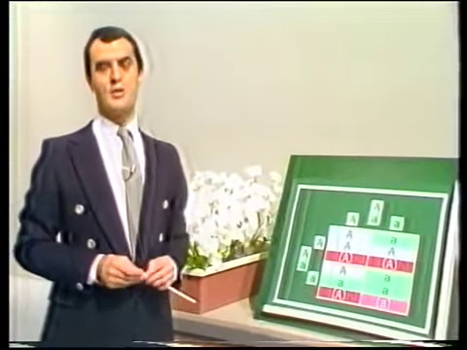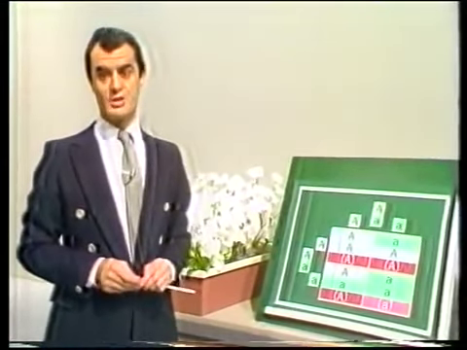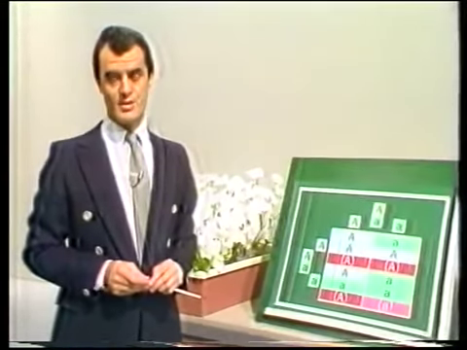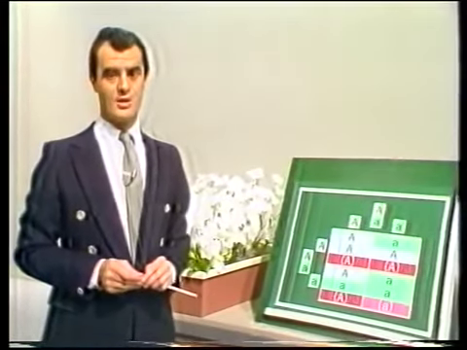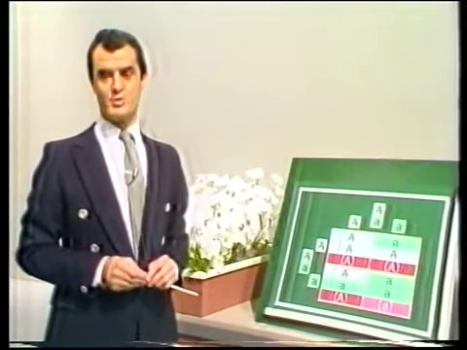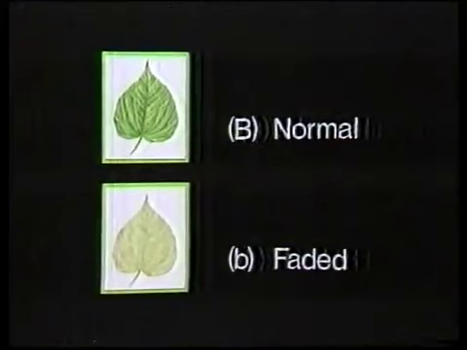Of course, plants have more than one gene pair. They have lots, corresponding to lots of different features. Now let's introduce a second characteristic. Another pair of genes determines whether or not we get a faded leaf. We'll call these genes capital B for normal and little b for faded. Again, this is a characteristic where the normal gene, capital B, is dominant to the recessive faded gene.